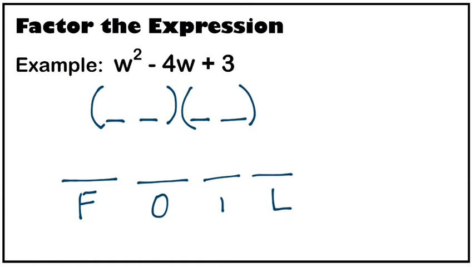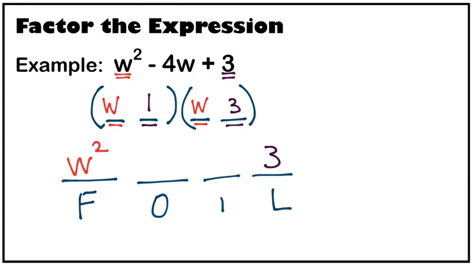So we know that our firsts, these two terms right here in our binomials, need to multiply to w squared. So we know that our first is w squared, and the only way to get w squared is by multiplying w times w. We also know that our lasts in our binomials are going to multiply together and give us this 3. And this is an easy problem in one way because 3 is a prime number, and the only way to multiply and get a last of 3 is by multiplying 1 times 3.